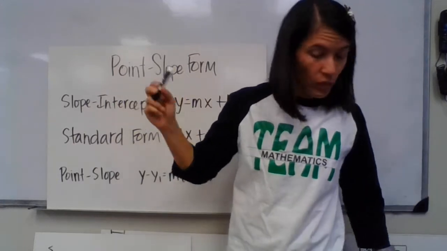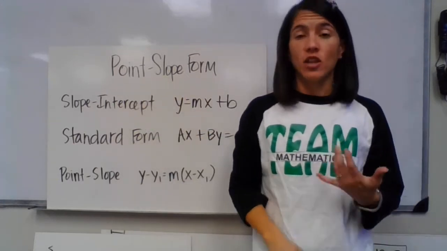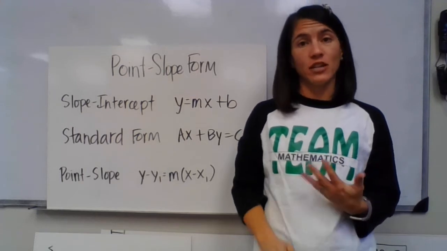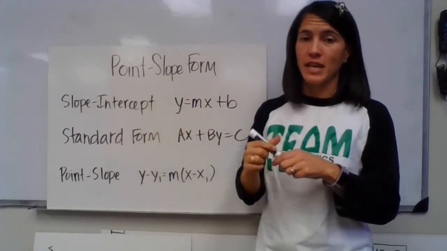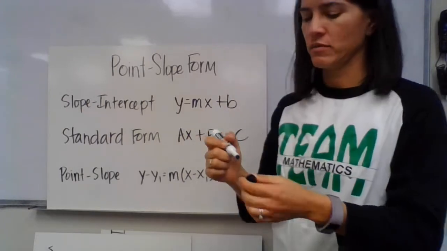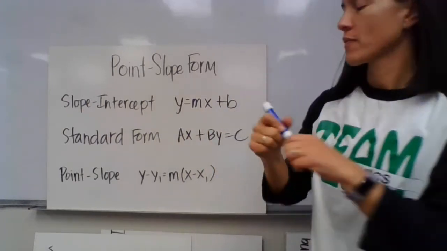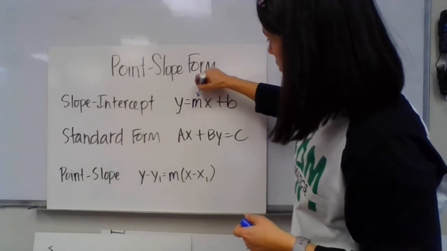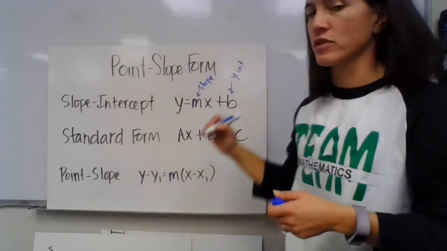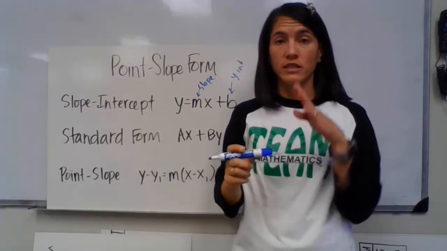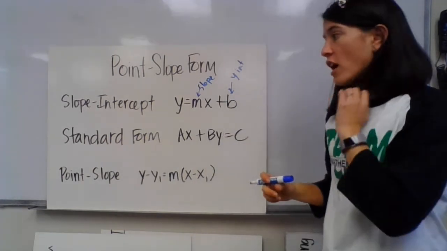Point slope form. We in class have talked about slope-intercept and we've talked about standard form. So just a quick review. Slope-intercept, y equals mx plus b. M is your slope and b is your y-intercept, where it crosses the y-axis.